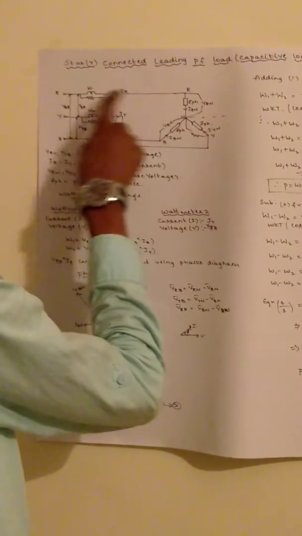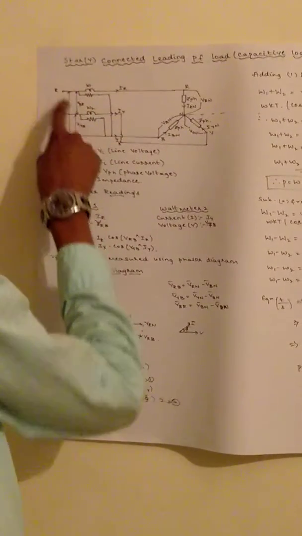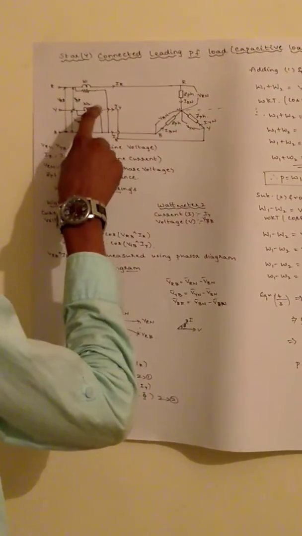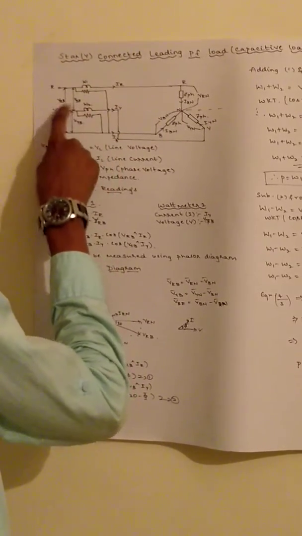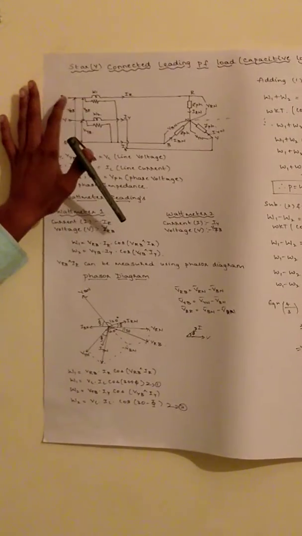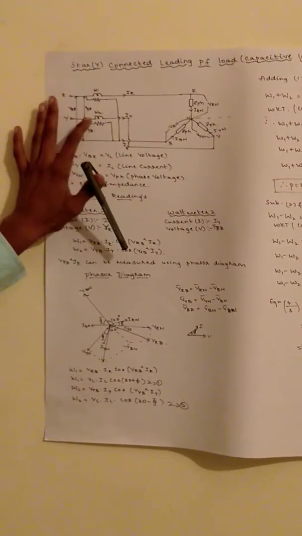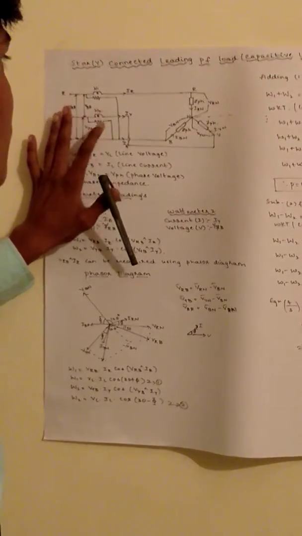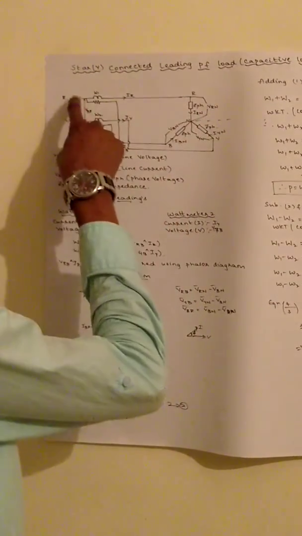The current coil of wattmeter 1 is connected in the R phase and the current coil of wattmeter 2 is connected in the Y phase. The voltage coil of wattmeter 1 is connected across the R and B phases, and the voltage coil of the second wattmeter is connected across the Y and B phases. The capacitive load is connected across these three phases.